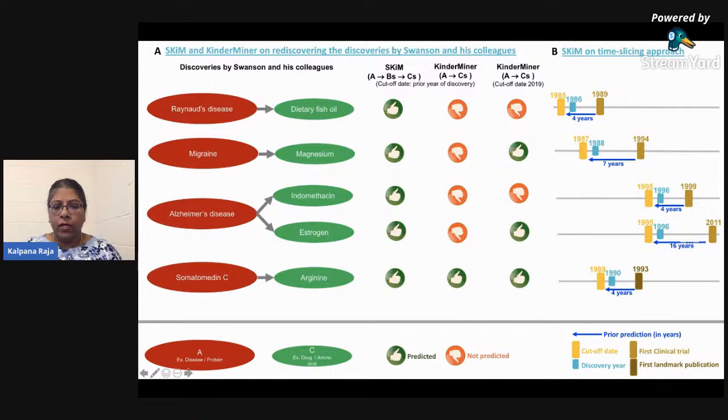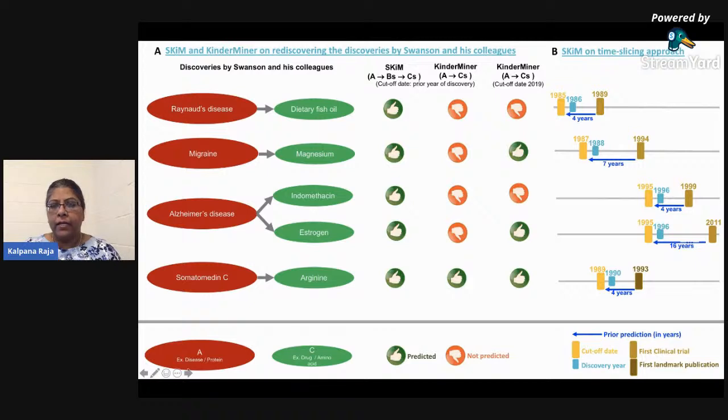KinderMiner found only one discovery. Then we relaxed the cutoff date to 2019. Even then, KinderMiner was able to find only 3 discoveries and failed to find 2 discoveries. Thus, SKiM is more sensitive and more powerful than KinderMiner. Here, I want to mention that KinderMiner can summarize the information from PubMed articles, and it is not an LBD system. But SKiM was developed based on the features from KinderMiner. That's why we made a comparison with KinderMiner.